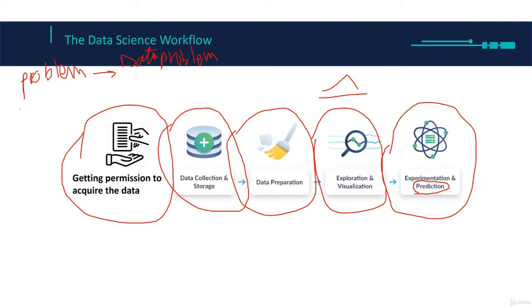Let's say we have a problem that customers aren't buying my products. So this is a business problem. The data problem is that since they are not buying my products, that means I'm not correctly marketing my products, which means I have to do something called customer segmentation.